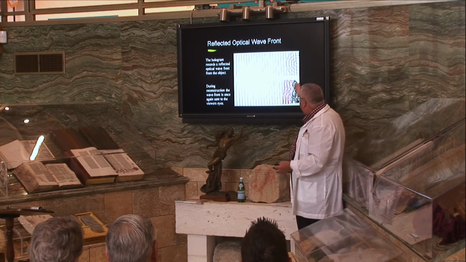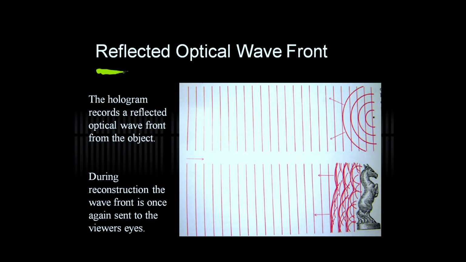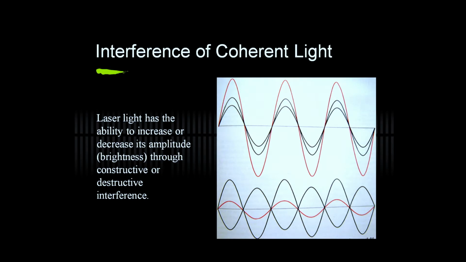However, if we take something like a chess piece, you can see the complex nature of the optical wavefront that's coming off of the chess piece compared to the BB. And then we have what's called the interference of coherent light. Coherent light is interesting because it has the ability to actually cancel itself out. You can take two separate beams of light, have them hit one another, and have total darkness. They'll cancel each other out.